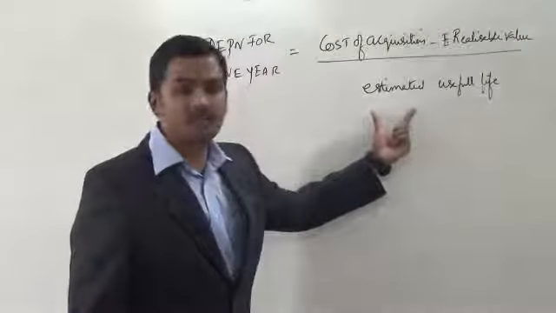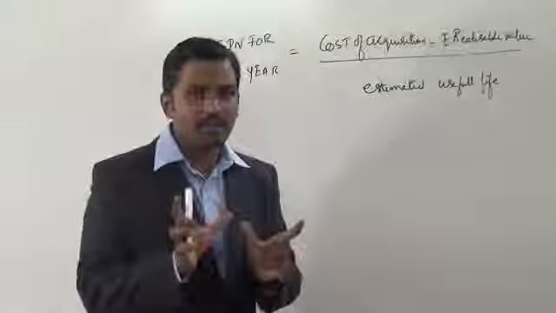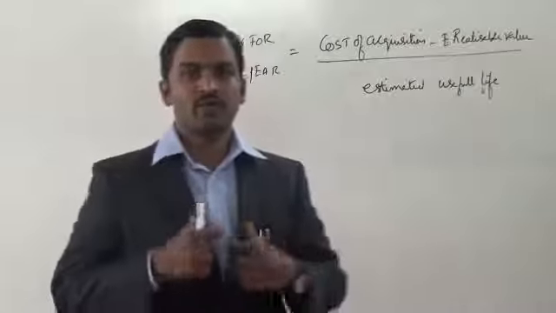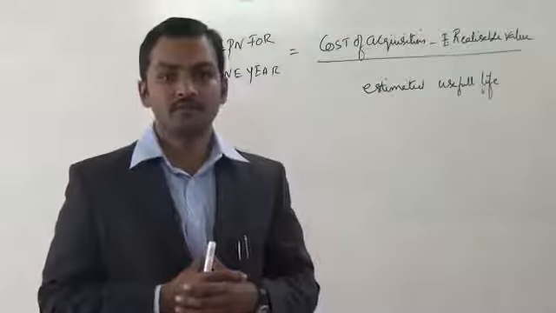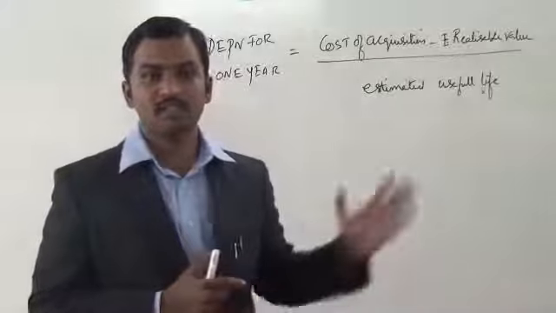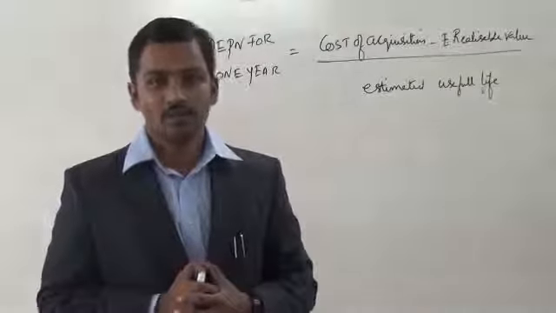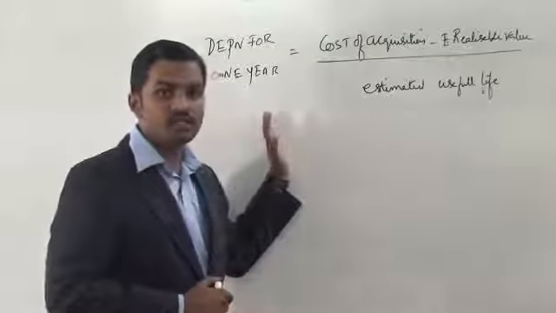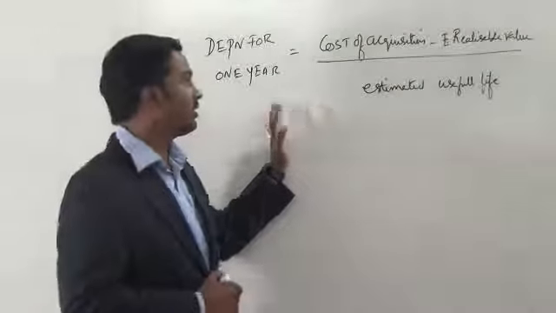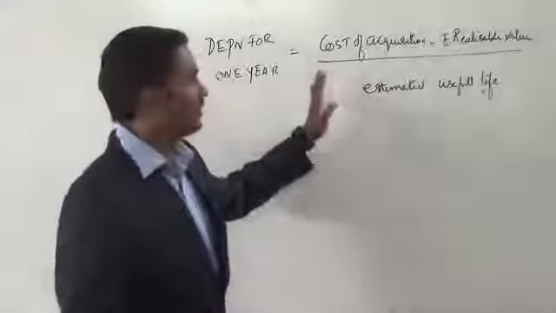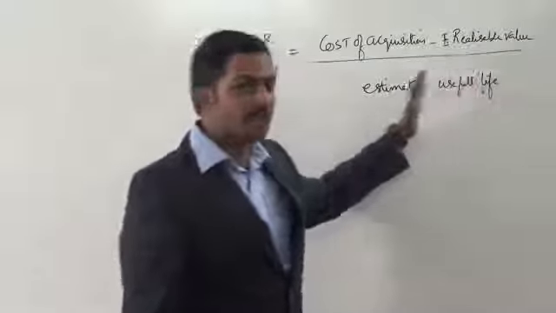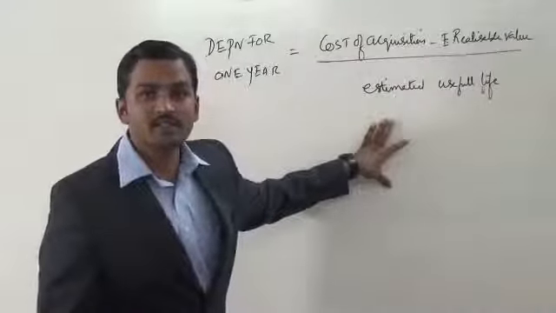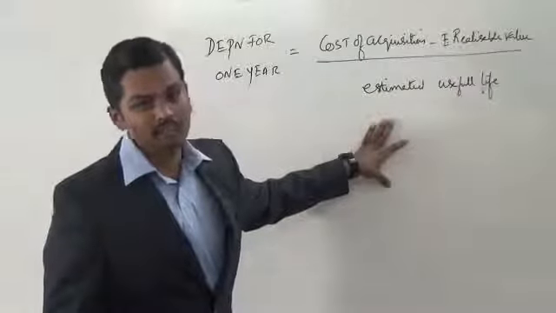Now, what do you mean by estimated useful life? It is the period over which we expect to receive benefits from the machinery. That is called the estimated useful life of the machinery. So the formula to calculate depreciation for 1 year is very simple. It is cost of acquisition of the asset minus estimated realizable value divided by estimated useful life of the asset.